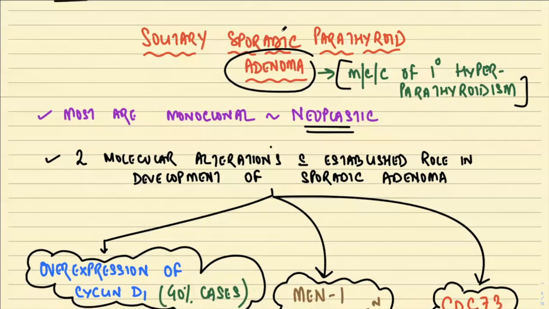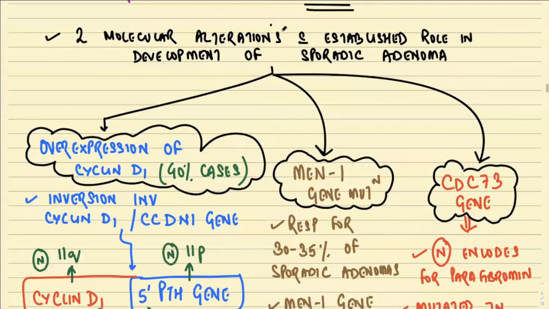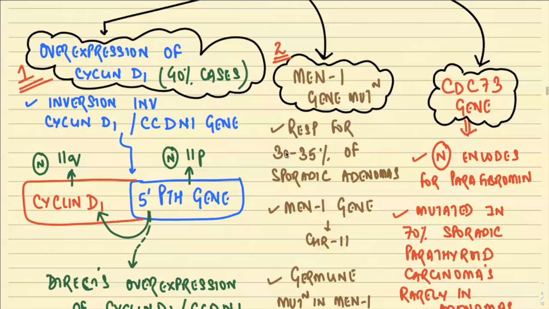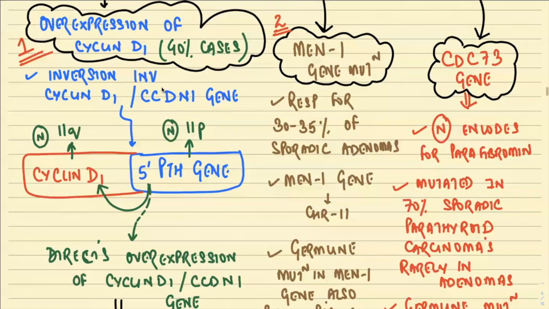There are two very important molecular alterations associated with adenoma. Remember, there are two. Number one is overexpression of cyclin D1, which is present in 40% of the cases. Basically this overexpression of cyclin D1 occurs by a basic mechanism. There is an inversion which is involving the cyclin D1 gene, the CCND1 gene.